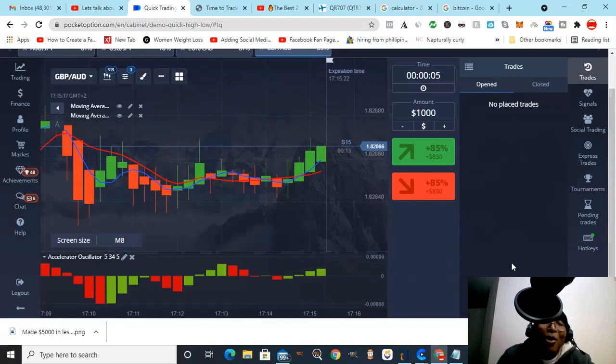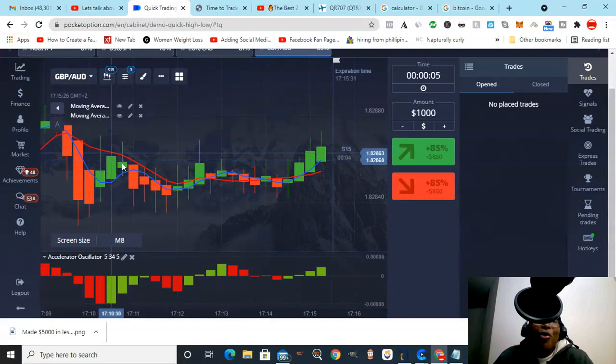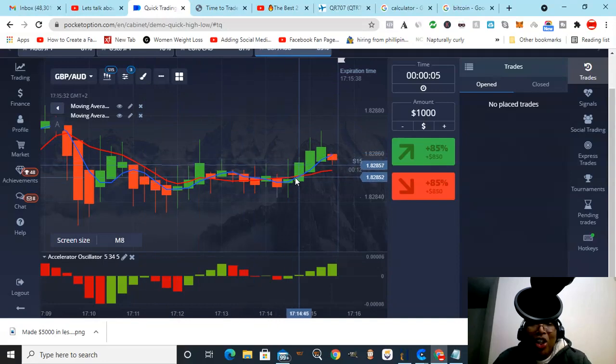The moving averages are just telling us the general direction of the market. We use them for that. So right now, they have crossed each other. You can see the blue line and the red line have crossed and they're facing up. So we shall be looking for call options, okay? That means the market is going up. The trend is going up.